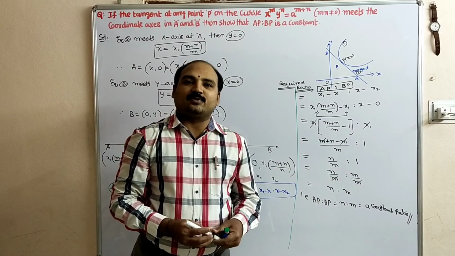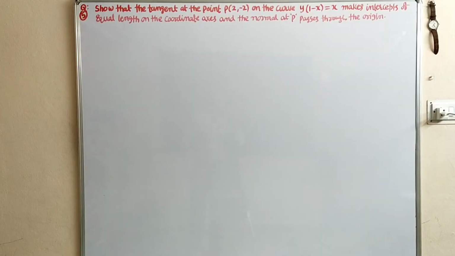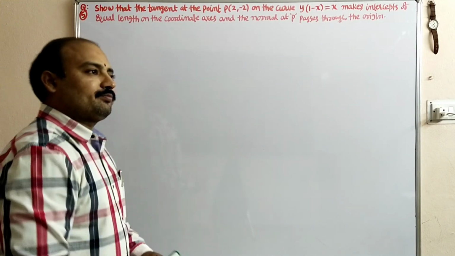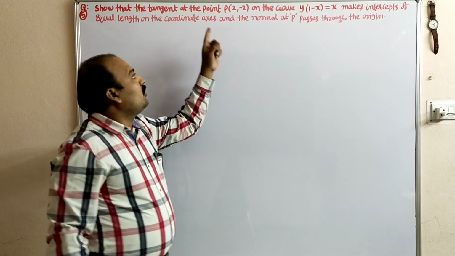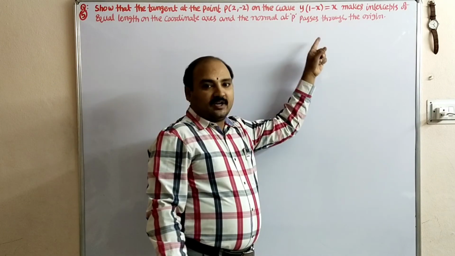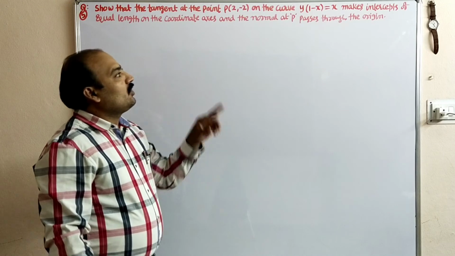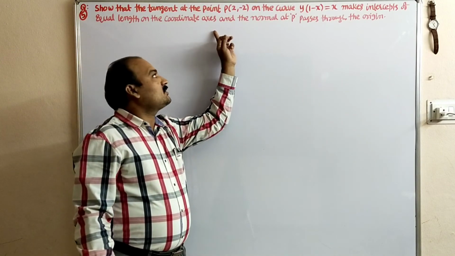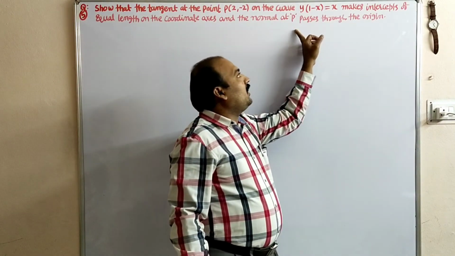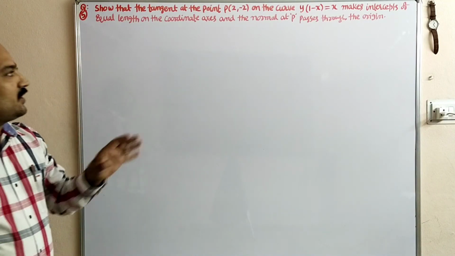We'll go to the next question. Show that the tangent at the point P of 2 comma minus 2 on the curve y into (y minus x) equal to x makes intercepts of equal length on the coordinate axes, and the normal at P passes through the origin. So here I will explain how to do the procedure.